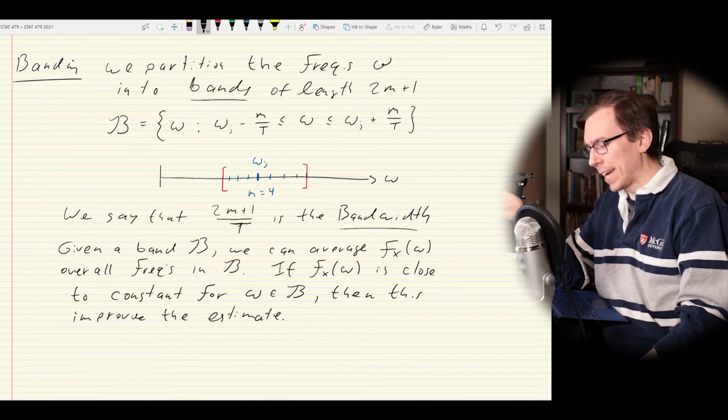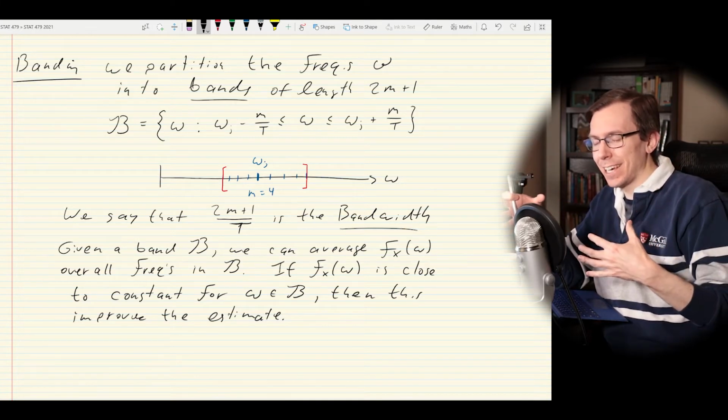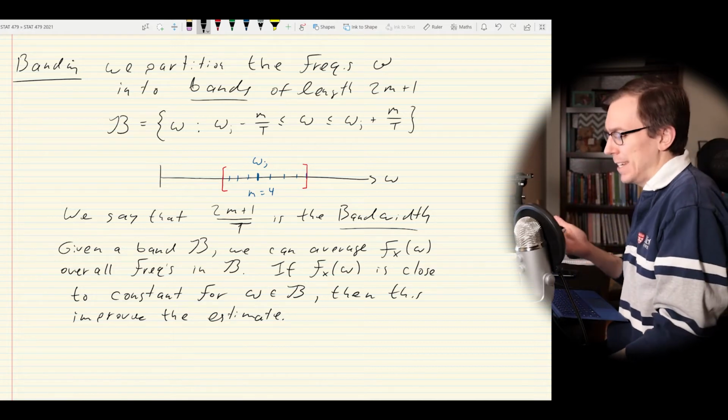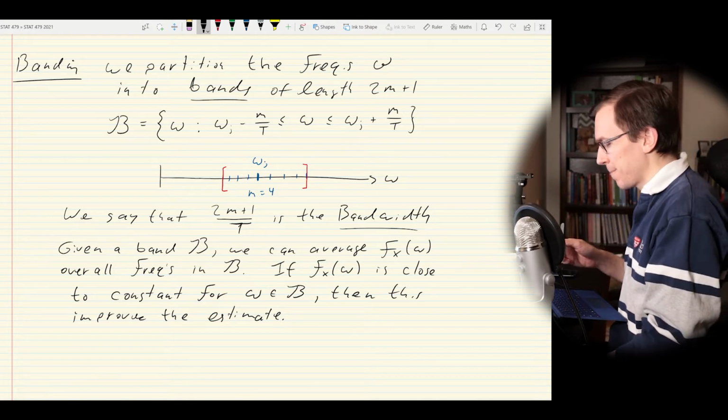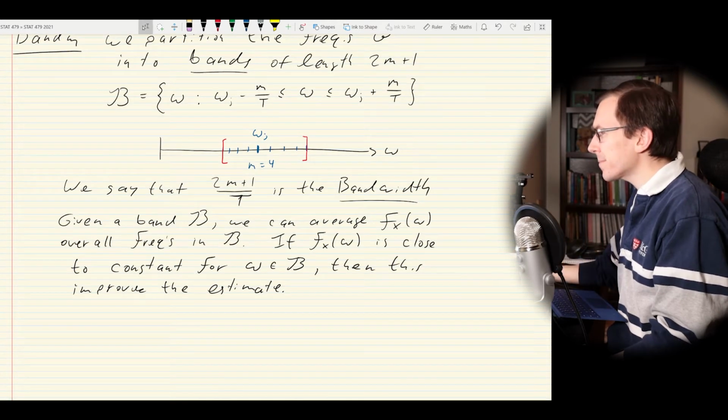Again, the idea being that if there's a lot of noise in each of these, then if we average over many of them, we get the same ideas as above. We reduce the variance. That typically makes us happy when we get a lower variance. So, what does that look like mathematically?